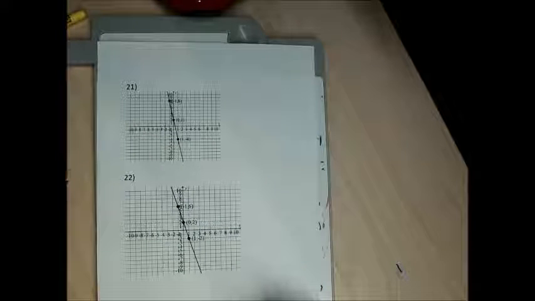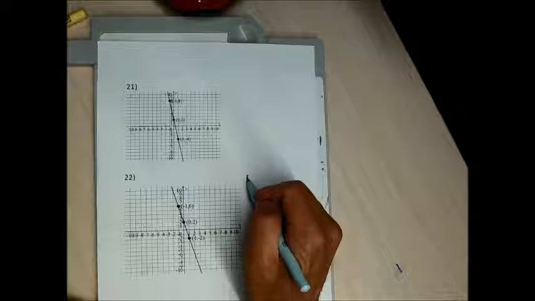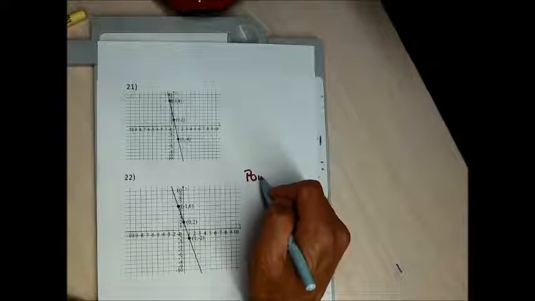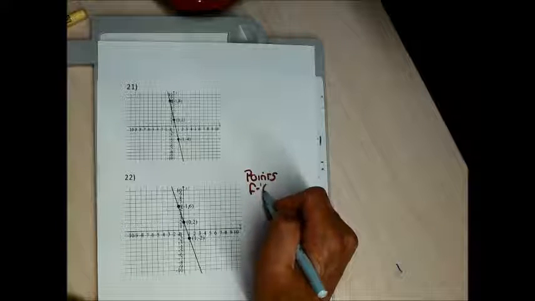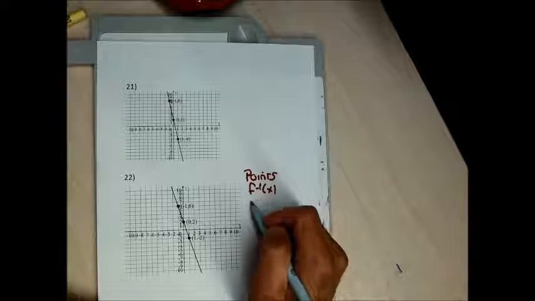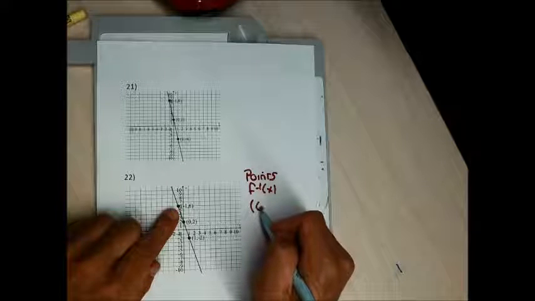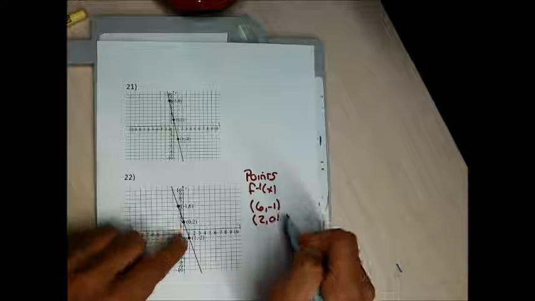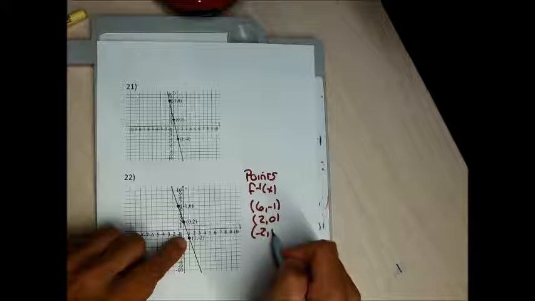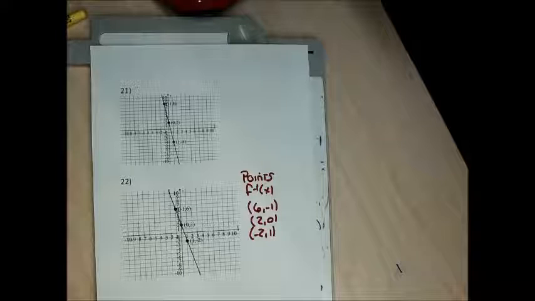For both 21 and 22, my graph is a line, so when I go to do the points for my inverse and graph my inverse, I'm going to create a line. So my points for my f inverse function in my particular graph are going to be (6, -1), (2, 0), and (-2, 1). Because the initial function is a line, my inverse is going to graph to be a line.